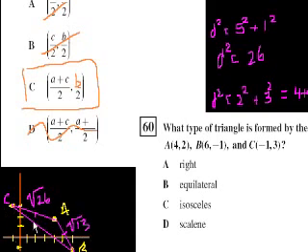Okay, and this number down here, you can figure it out. It's going to be bigger than both of them, right? You can just look at it and say that. So this is definitely a scalene triangle. All of the sides are different.